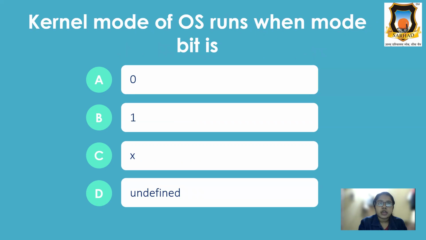Next question. Kernel mode of operating system runs when mode bit is option A, 0, option B, 1, option C, X, option D, undefined. And the answer is option A, 0.